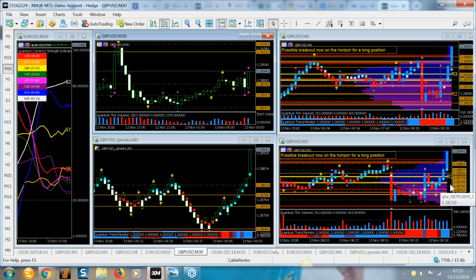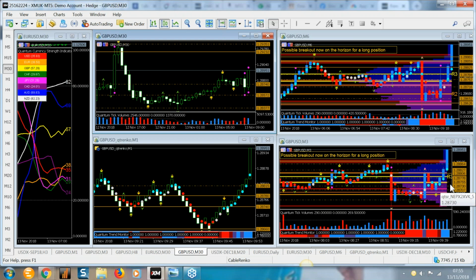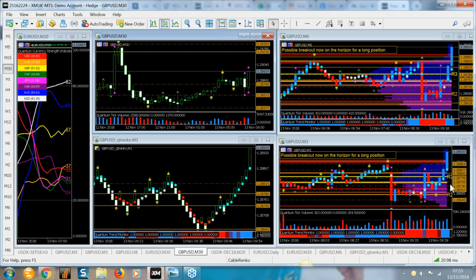And there's always a really nice setup coming up just before London, but I've been burnt far too many times in the past to be seduced into taking a trade literally 5 minutes before London, because David and I know the little tricks that are always played at this time.